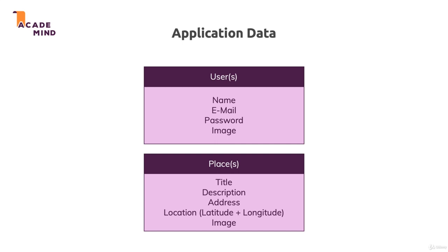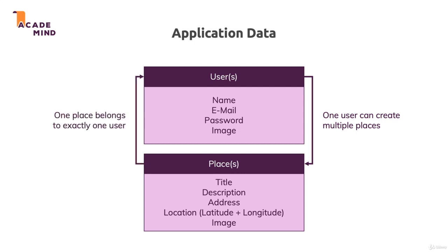Now, besides these two standalone entities, it's important to understand that of course they are related. Every user can create multiple places and therefore owns multiple places. And on the other hand, every place belongs to exactly one user. So implementing this relation and updating it correctly will also be a part of the application we're going to build.